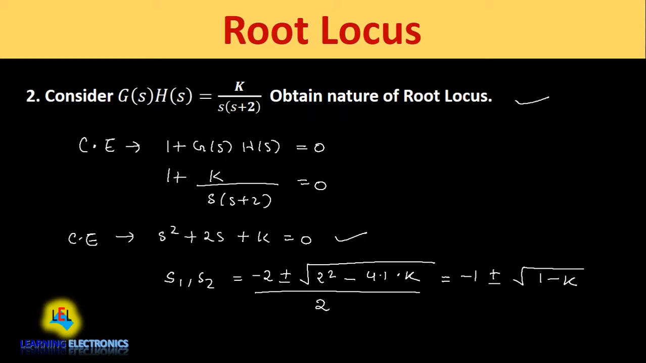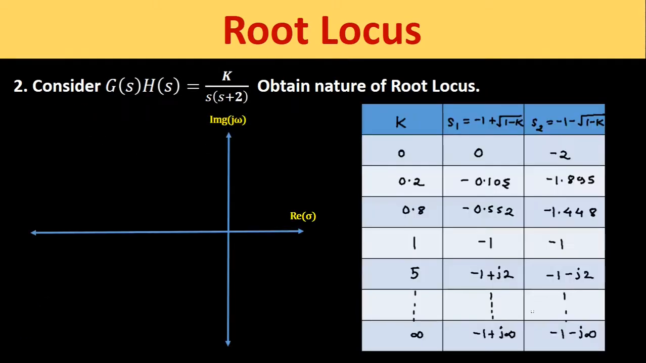So these are the values of s1 and s2 we are getting. s1 will be equal to minus 1 plus under root 1 minus K, and s2 will be equal to minus 1 minus under root 1 minus K. Now based on these values we will draw one table to find out the values of s1 and s2 keeping different values of K. As I have discussed before, we always vary the K value from 0 to infinity. So first we will keep K is equal to 0.